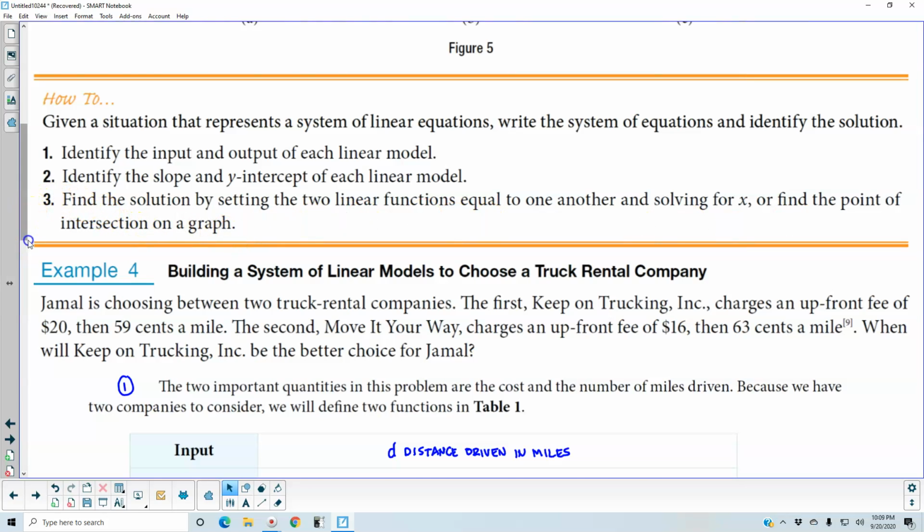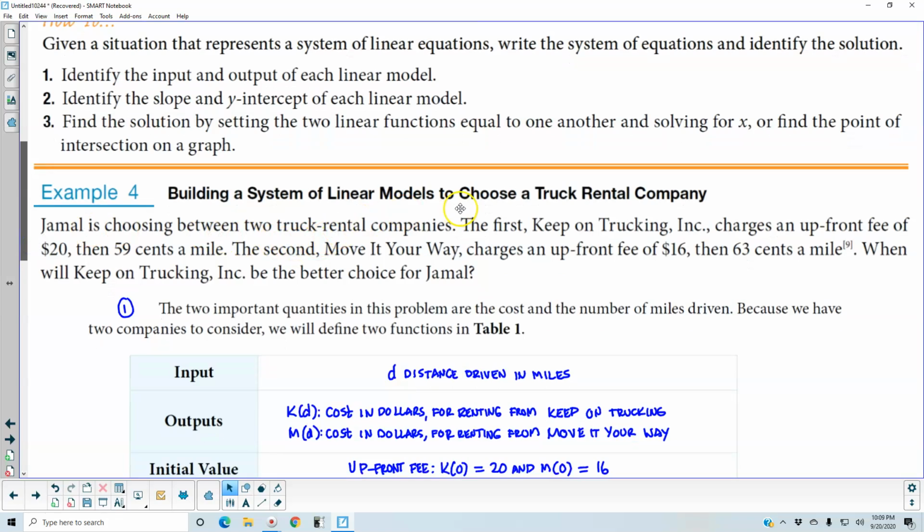Now for example 4, building a system of linear models to choose a truck rental company. Jamal is choosing between two truck rental companies. The first, Keep On Trucking Incorporated, charges an upfront fee of $20, then 59 cents a mile. The second, Move It Your Way, charges an upfront fee of $16, then 63 cents a mile. When will Keep On Trucking Incorporated be the better choice for Jamal?